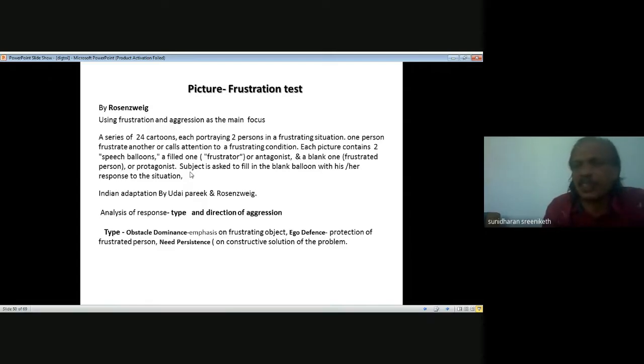In a frustrating situation one person frustrates another, and the subject is in the position of the frustrated person. He is asked to respond in that blank balloon, as we have seen now. This picture frustration study, or PF test, is adapted to the Indian situation by Uday Parikh and Rosen. I did my post-graduation dissertation using this picture frustration test.